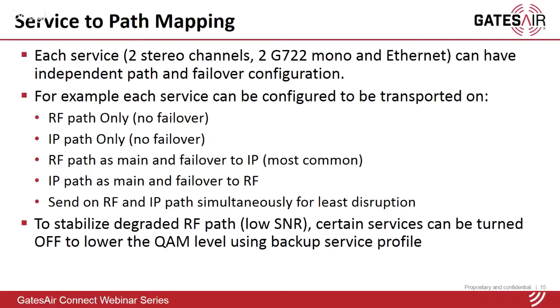For example, you can send them on either RF or an IP path without any failover, or send them on RF as a main path and failover to IP, which is the most common case. Alternatively, if the IP path is your main path, you send it over the IP and failover to RF. And if RF and IP path capacities are always available, the best option is to send those services simultaneously on both the paths for minimal disruption. And the last bullet basically indicates what I mentioned before, that the performance data from the receiver can be used by the transmitter, based on the user configuration, to automatically adjust the modem setting to stabilize the RF link.